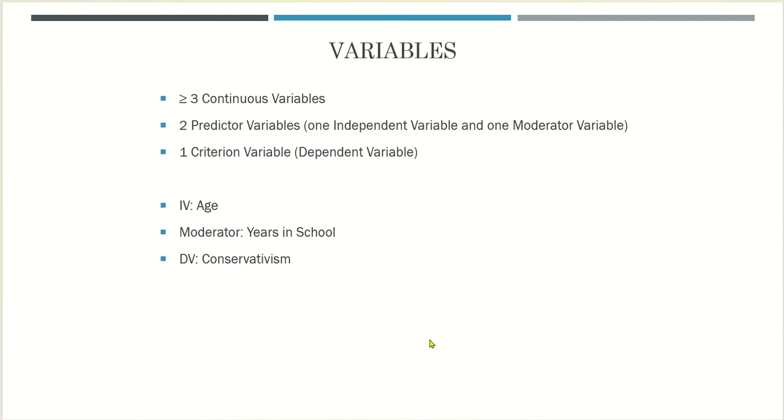So for our particular analysis, we're going to use three continuous variables, two of which are predictor variables. In regression, you can think of predictor variables like independent variables. In our case, one will be an independent variable and one is a moderator variable. And the dependent variable in regression analysis we refer to as the criterion variable. Our independent variable will be age, the moderator will be years in school, and the dependent variable will be conservatism.